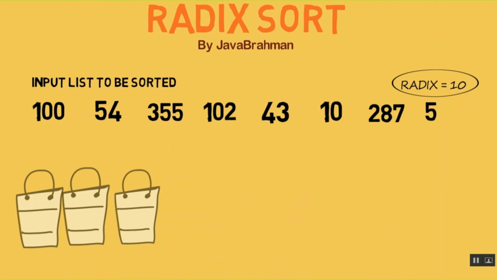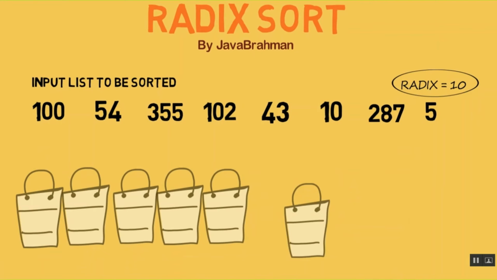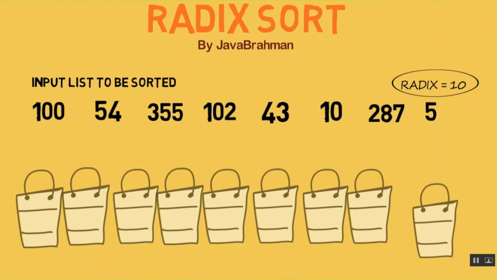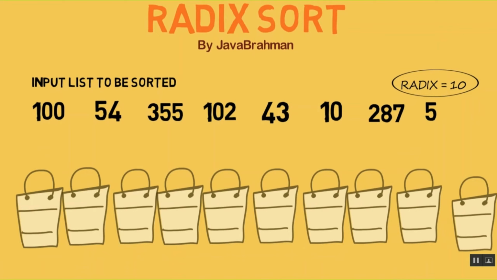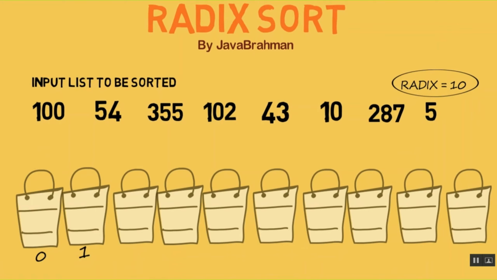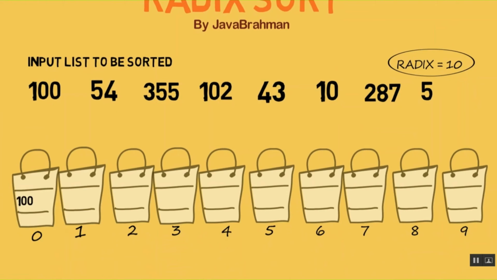Decimal, or radix equal to 10, has 10 digits, 0 to 9, and to arrange these digits in the correct order we will place them in their respective buckets. So radix sort is also a type of bucket sort, which is a separate sort, and I'll cover it in a different animation tutorial. But for the time being, we have 10 buckets, and then as you see the input list we have, for 100 the ones place is 0. So we keep moving from left to right.